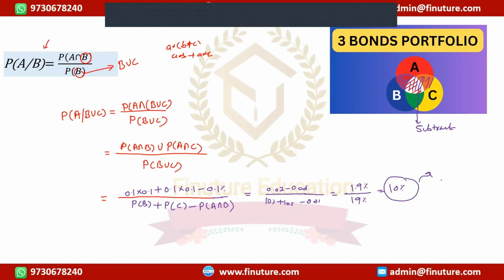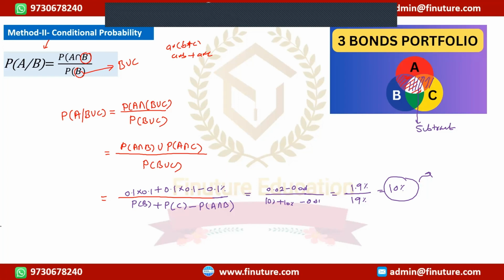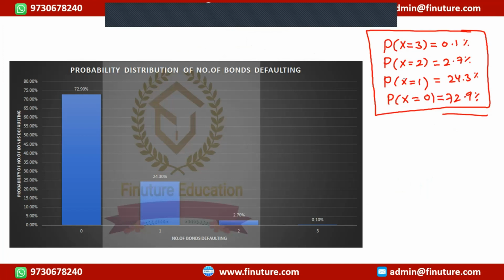Now let me show you something very interesting. Just give me a moment. If you recollect what we had calculated in the above slides, it was this distribution. Over here also this is plotted on Excel. The probability of getting zero defaults is 72.9%. The probability of getting one default is 24.3%. Likewise for 2 and 3. If you notice, getting all three defaults is 0.1%.